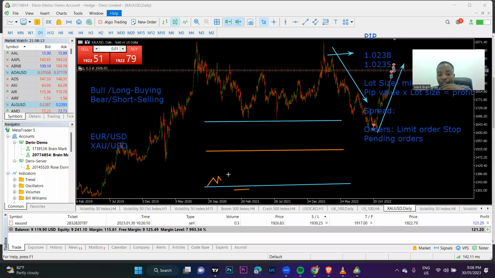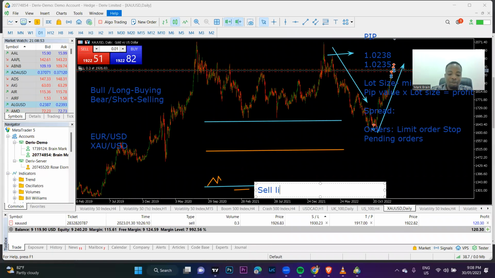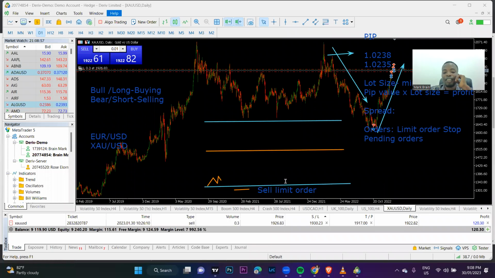Price is currently here, and based on your analysis, you projected or forecast that price will come down a little bit before it goes up. So what do you do? You can't stay with the markets until price gets there, and you don't know when it will get there. So what you can do is put a sell limit order there, right? Now, once you put a sell limit order there, you also put what we call stop loss and take profit. Those are the two points I'm going to address after limit orders. You put your stop loss and take profit over there.